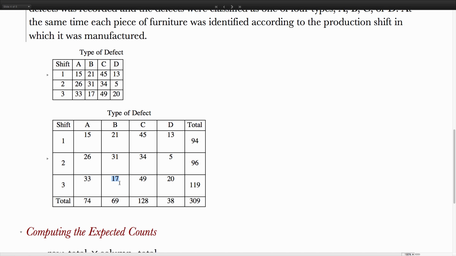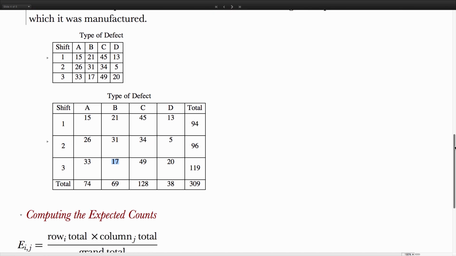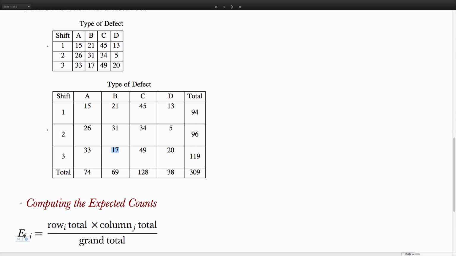Okay? So how do we calculate the expected counts? Well, the expected count in the ijth position is basically the row total of the cell that we're working in multiplied by the column total of the cell that we're working in divided by the total number of observations, the grand total. So let's take a look at an example.